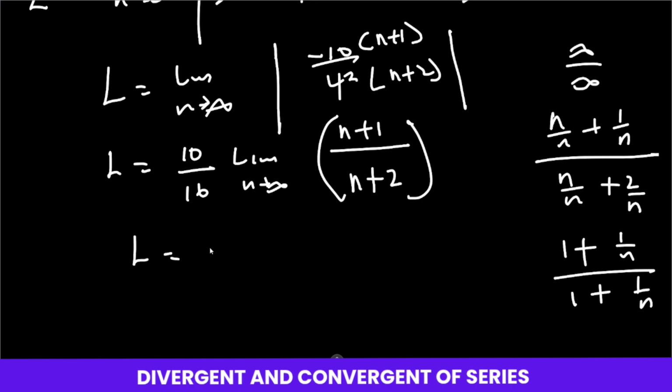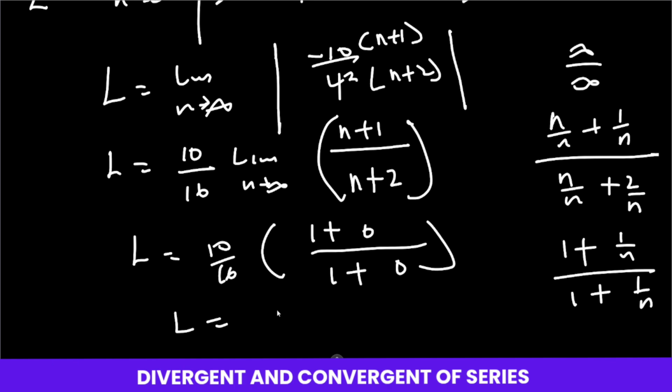So we can say L is equal to 10 on 16, the limit as n approaches infinity. I'm just putting in the limit, so I'm not writing it all out. Here I have 1 plus 1 over infinity, which gives us 1 plus 0, and then plus 1 over infinity, which also gives us 1 plus 0. So L will be equal to 10 on 16. And 10 on 16 is actually less than 1.